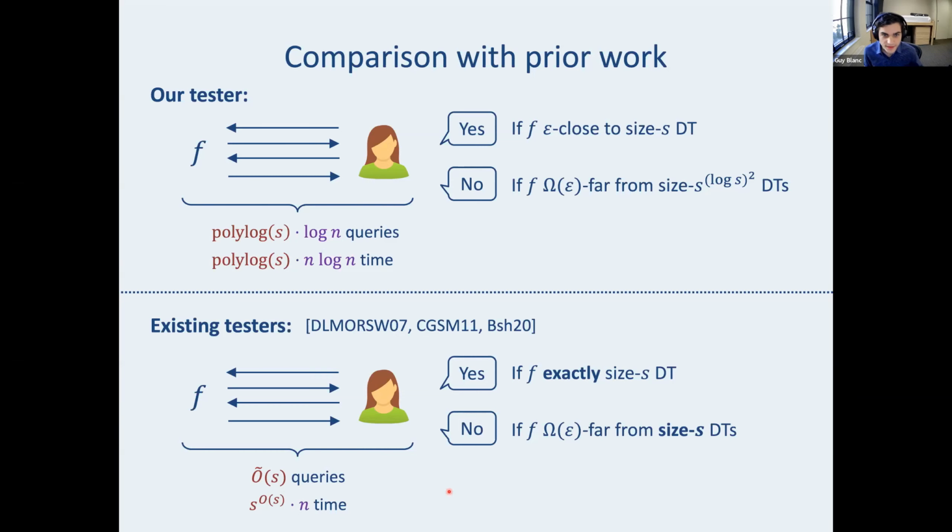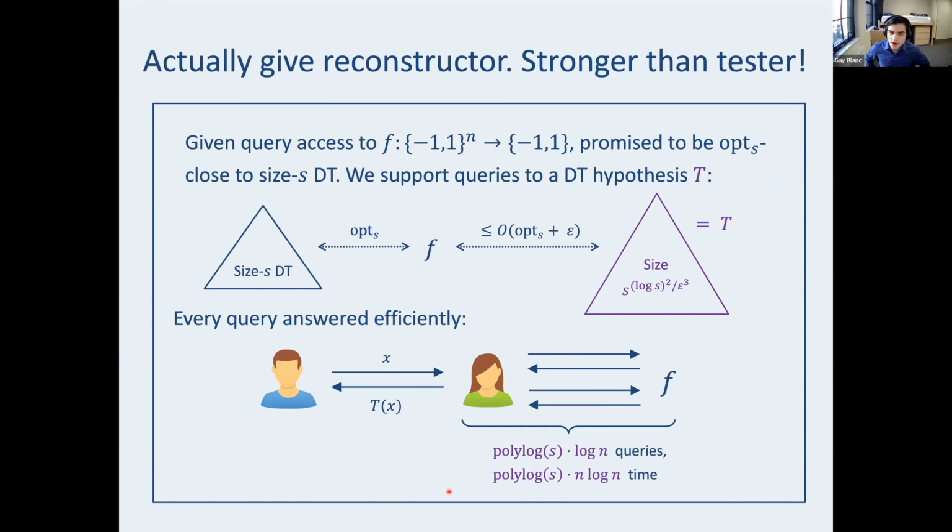Okay, how do we do this? Instead of giving a tester, we actually give a reconstructor. I'll tell you what that is. A reconstructor implies a tester. It's pretty well known and it's not too complicated. And I'll try to say a few sentences about it, but I won't go into details.